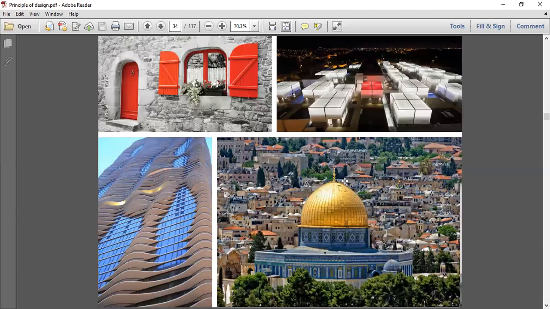Now there are examples, and we need to understand how emphasis is working over here. For example, the very first image, right hand side top corner. What's happening is that in comparison with the surroundings, the red color door is creating a huge sense of contrast and is also drawing your attention. Hence, it is creating emphasis. Next composition, red color box in the center of all the white boxes.